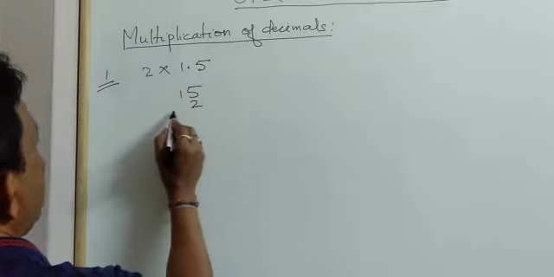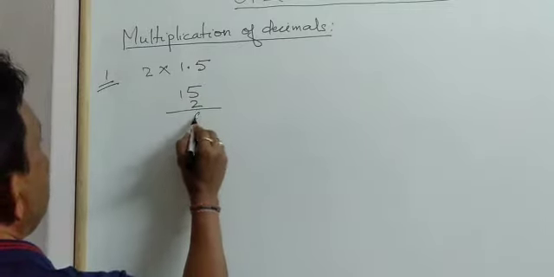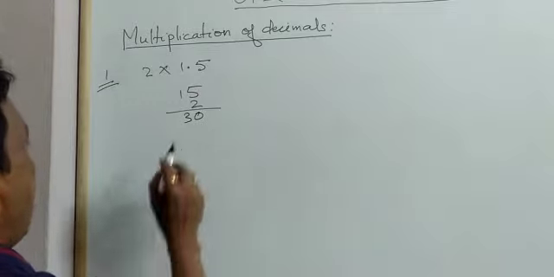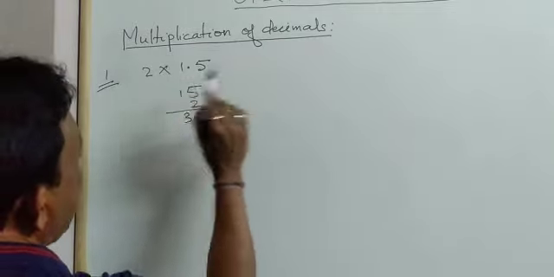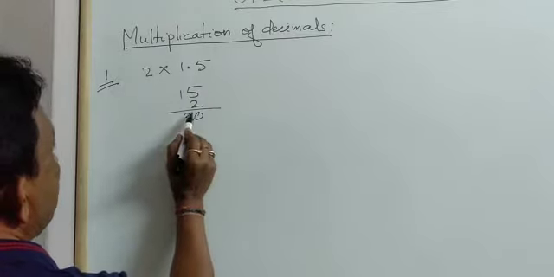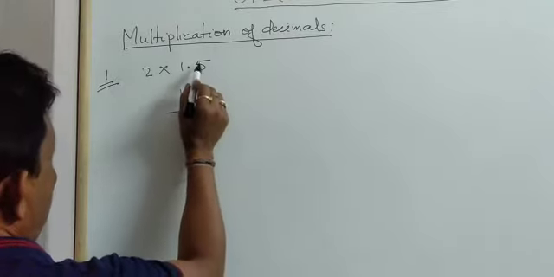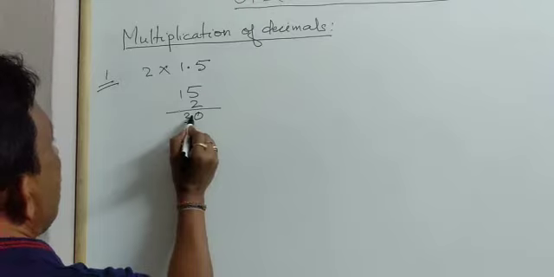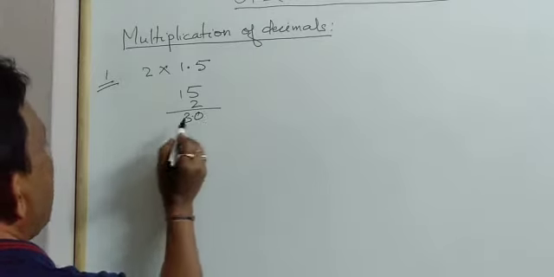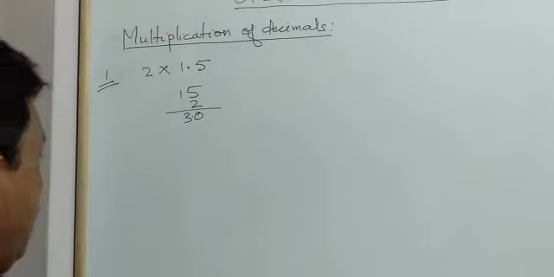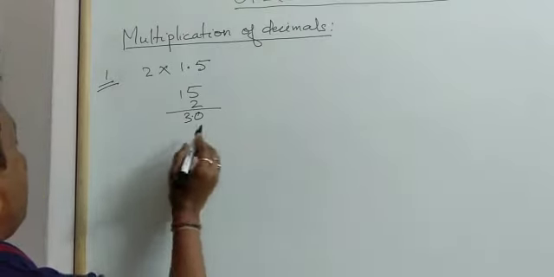Say 15 multiplied by 2, so it is 30. Now after multiplying, I'll see after how many digits from the right hand side is the decimal. So from the right hand side, one decimal place, so I'll go one decimal place towards the left starting from the right. So the answer is 3. This I think you know already.